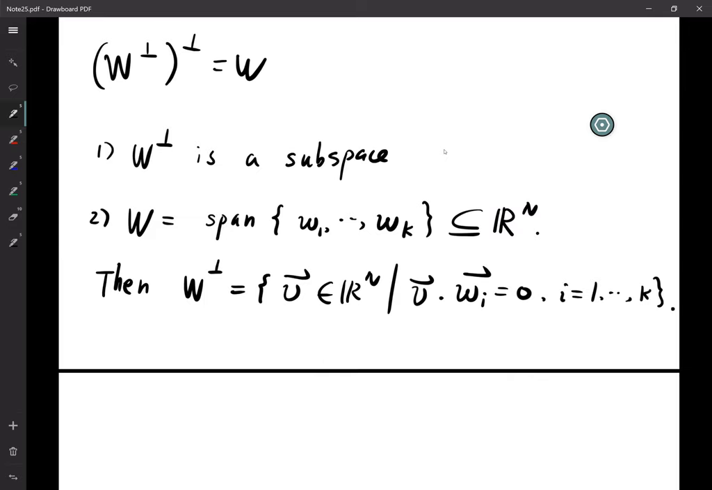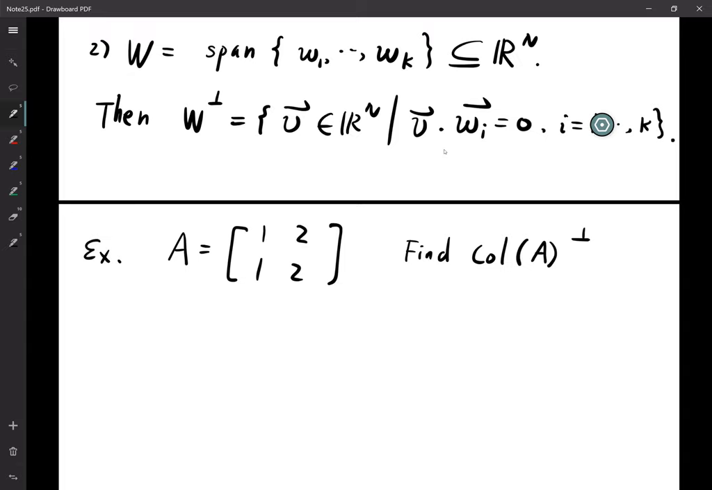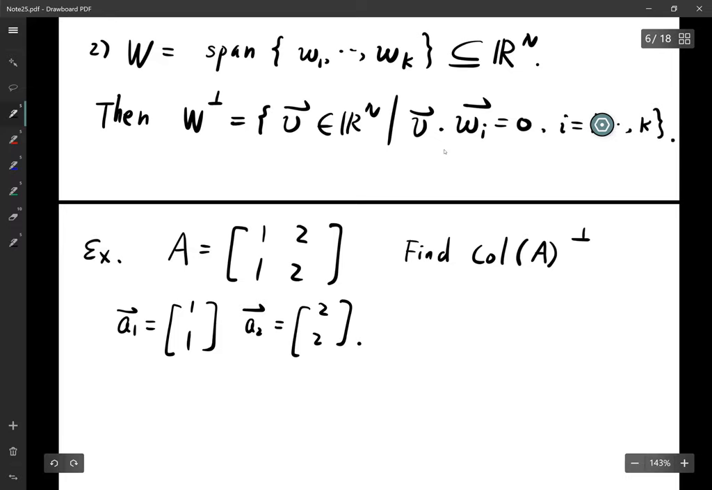Let's consider a more concrete example. A is this matrix: 1, 2, 1, 2. I want to find the column space of A perp. How do we do this? First, let's recall what the column space is. A has two columns. One is (1, 1). The other is (2, 2). The column space of A is defined to be the span of A1 and A2. These two are obviously linearly dependent. Therefore, this is the span of (1, 1).